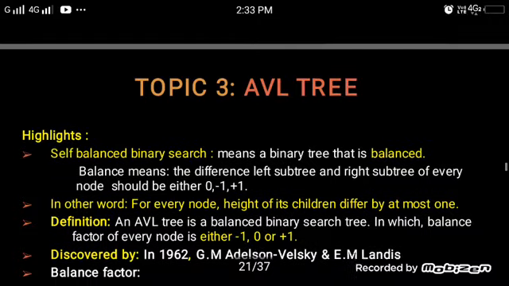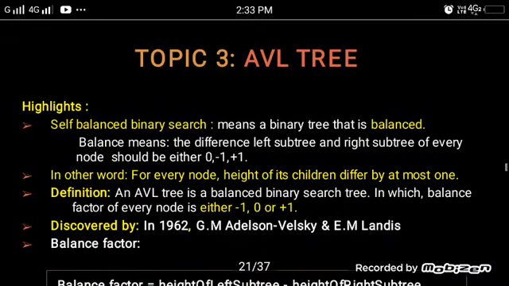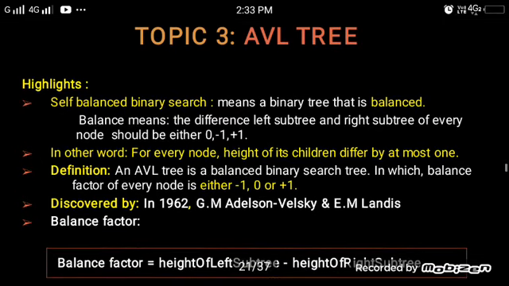After that, I am going to discuss the topic of AVL tree. In this I am taking examples and definitions. It is a self-balanced binary search tree, which means a binary tree that is balanced. Balance means the difference between the left subtree and right subtree of every node should be 0, -1 or +1.